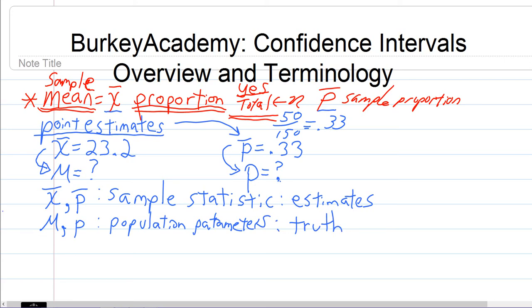Now another couple of things to throw into the mix here. Another sample statistic that you should be familiar with is S. That's a sample standard deviation. And we calculate sample standard deviations to learn about sigma. What might the population standard deviation be? So S is another sample statistic. It's an estimate. And sigma, the population standard deviation, is the truth. That's what you would get if you had all the data for the population.